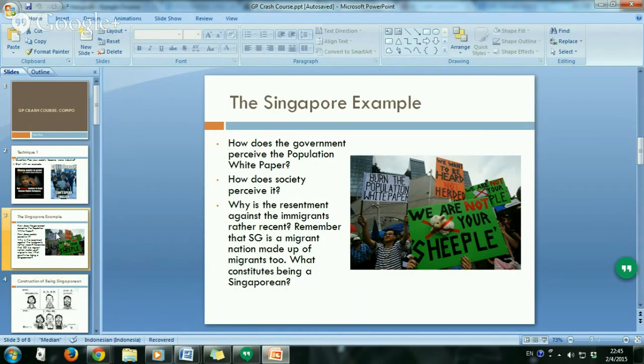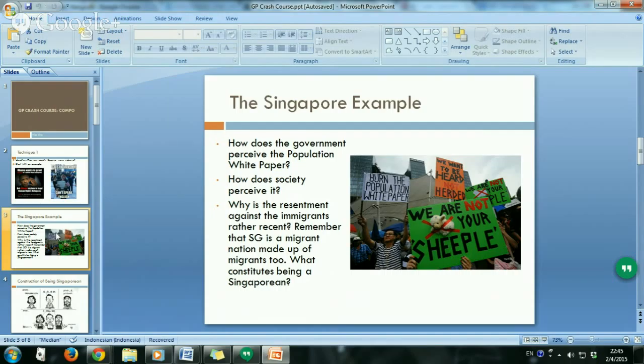Okay, so I'll be looking at an example that you guys can identify with more, which is Singapore. Now, this is a very big case where the PAP introduced the population white paper, as all of us have known. Now, in the picture, you can see that there is a lot of protest with regards to this policy.